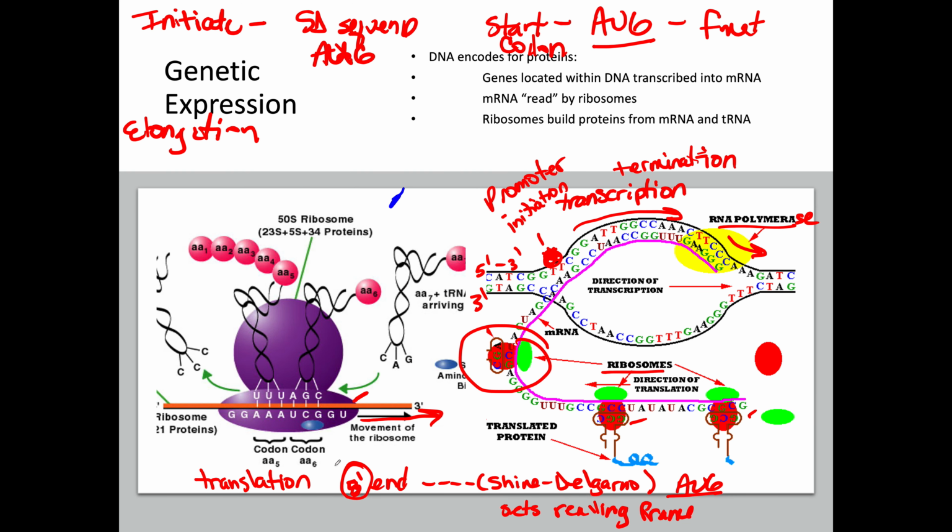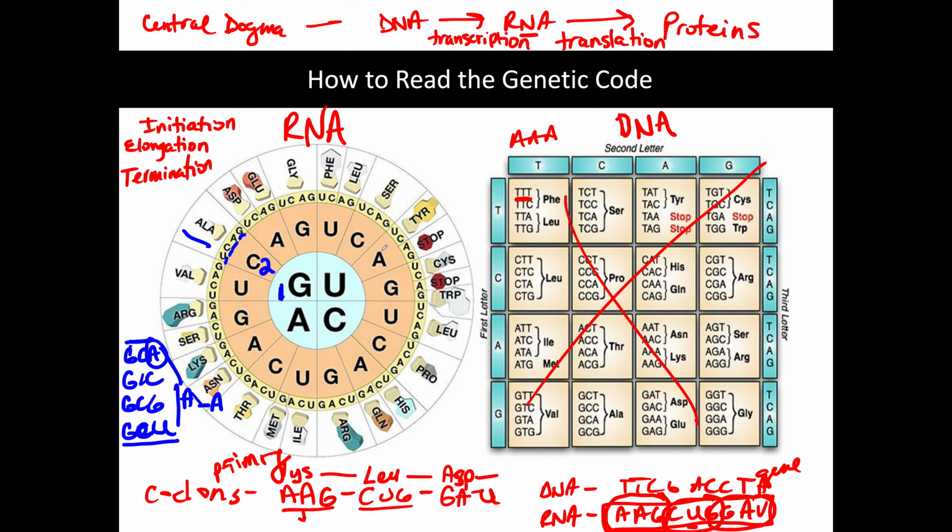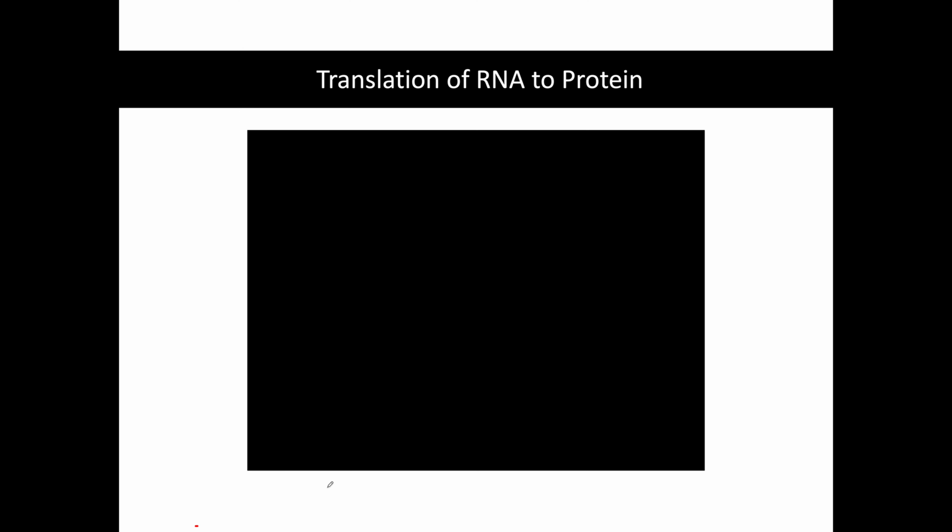Serine is encoded for by U, then C, then we have U, C, A, or G. So I actually have 4 different possible codons all encoding for the same amino acid. And again, this allows for flexibility in the genetic code. So those are kind of the review questions.